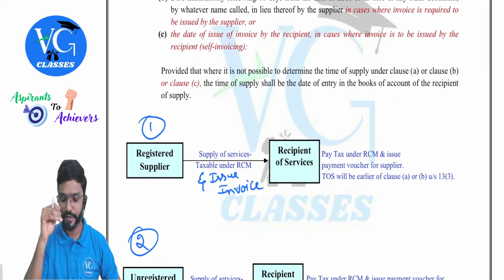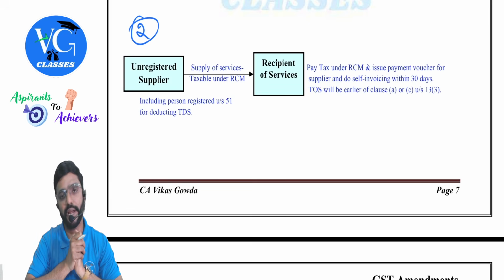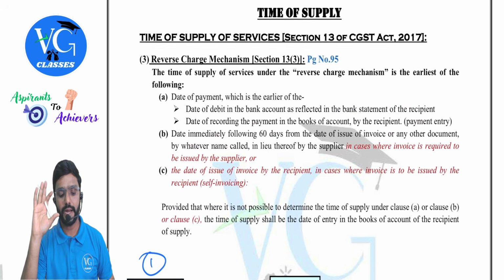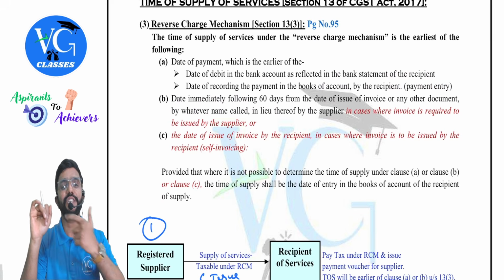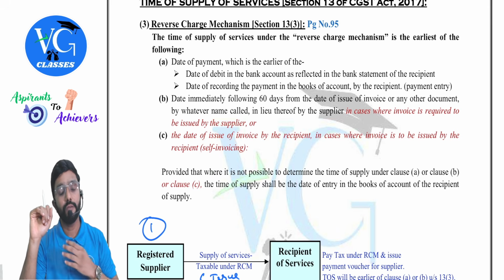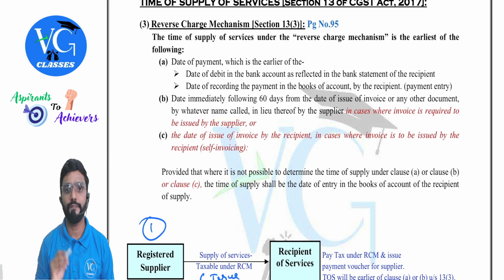Got it? So you can observe your time of supply will be earlier of clause A or clause C under section 13 subsection 3, guys. Hope you understood. So first, whenever RCM is applicable for the supply of services, first check whether the supplier is registered or not. If supplier is registered, who will issue invoice? Supplier itself, to the recipient. In that case, the time of supply for this supply of services is clause A or B, whichever is earlier.